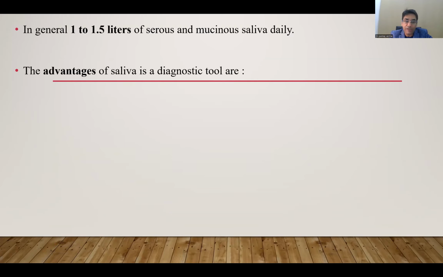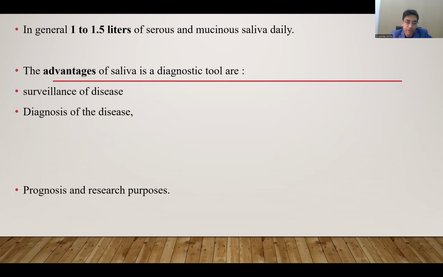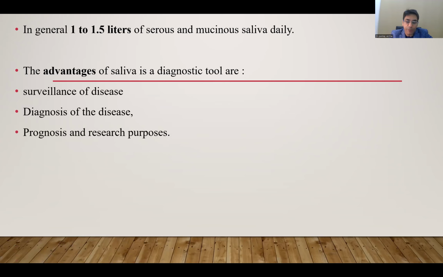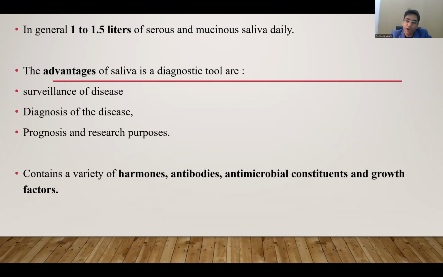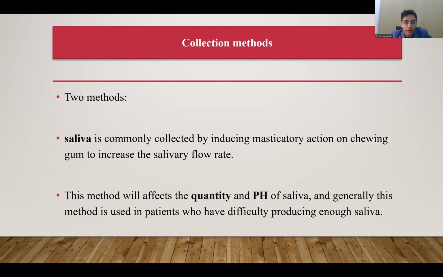The advantages of saliva as a diagnostic tool are it can be used in surveillance of disease, diagnosis of disease, prognosis and research purposes, and it is easier to handle. It doesn't clot. It requires little manipulation also. It contains a variety of hormones, antibodies, antimicrobial constituents, and growth factors.